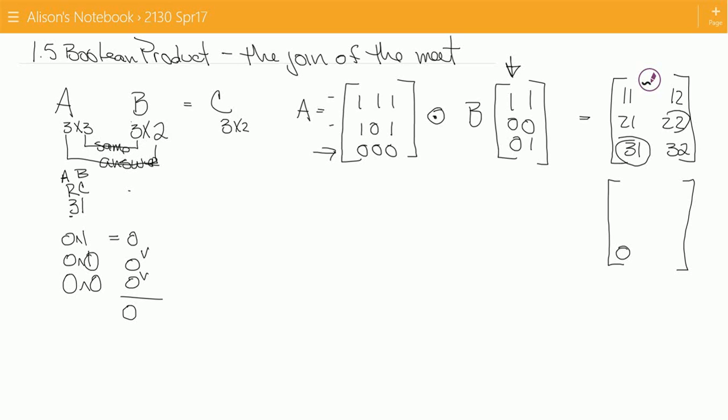Let's try that again. How about if we try 2,2? So I'm going to put 2,2 right here. This is going to be a row and a column.